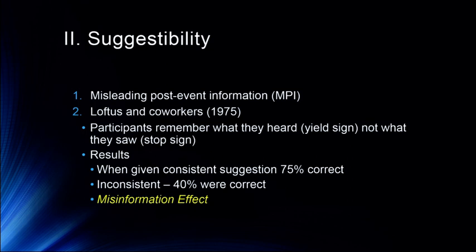So when they were given a consistent suggestion, that is, when it was a yield sign, they were 75% correct. That reduces to 40% correct when they were given inconsistent information. That is, they were told it was a yield sign when it was actually a stop sign. And we call this the misinformation effect. Essentially, we're getting an alteration of memory by simply introducing one piece of misinformation in one question.